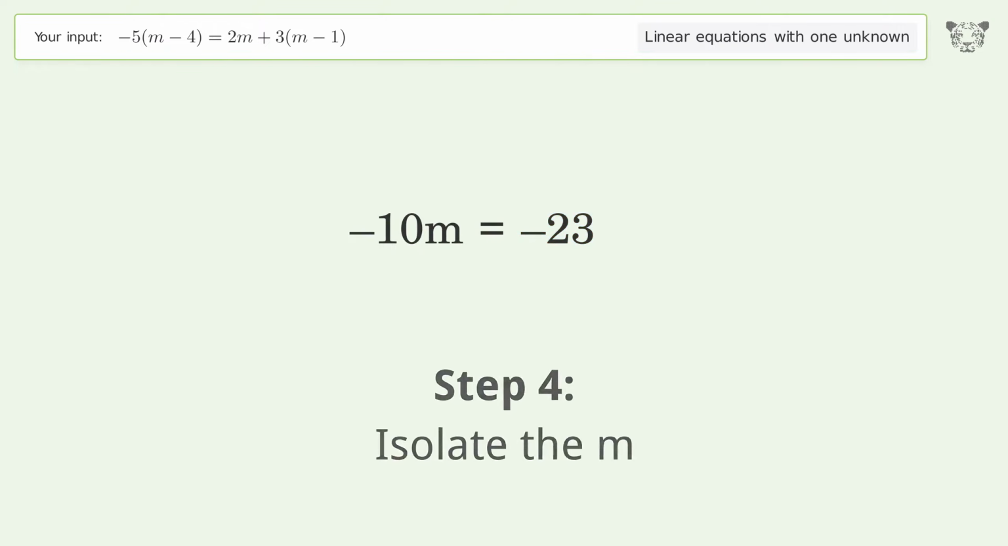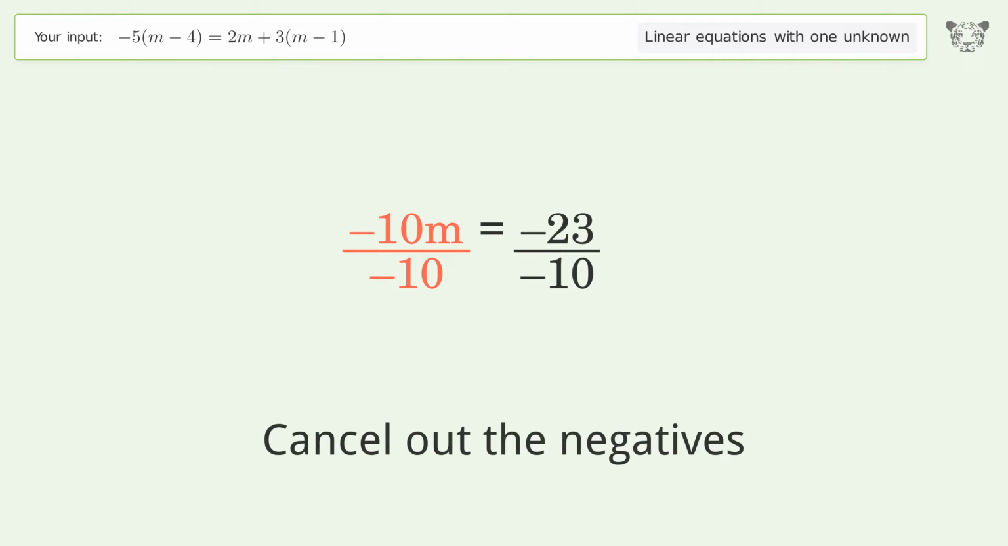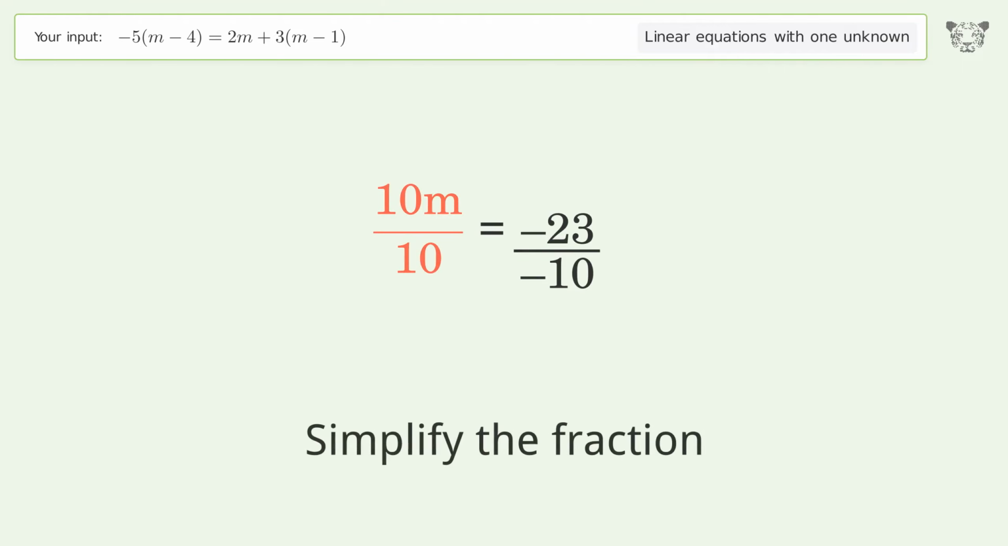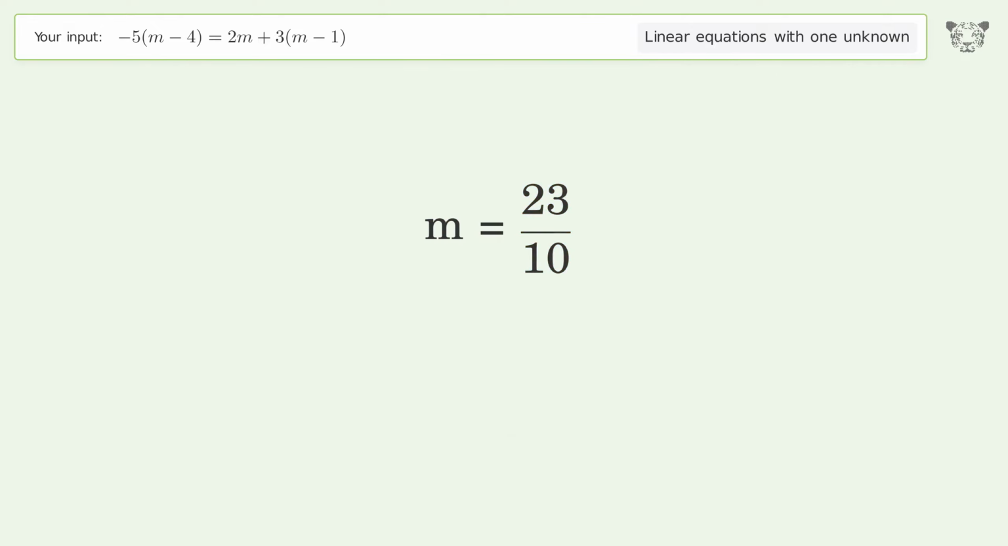Isolate the m. Divide both sides by -10. Cancel out the negatives. Simplify the fraction. Cancel out the negatives. And so the final result is m equals 23/10.